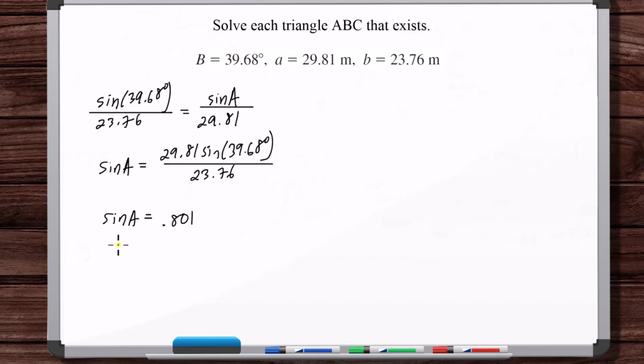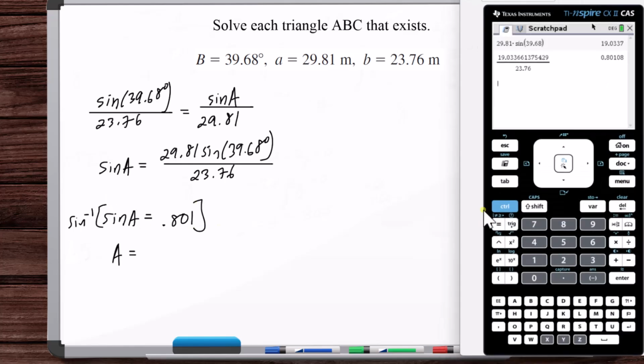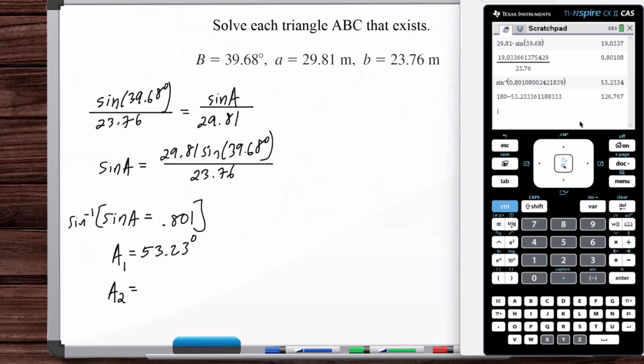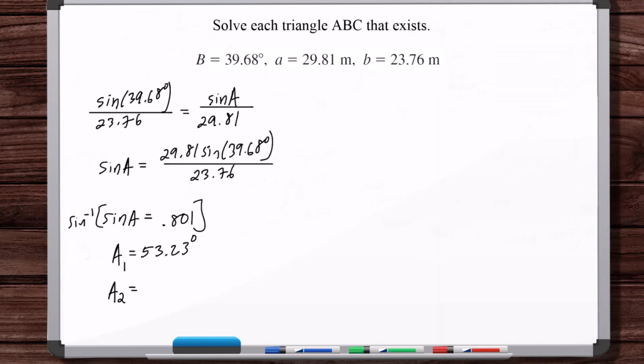So now let's take the inverse sine of both sides and get the two angles. Inverse sine gives 53.23 degrees, and then take 180 minus that. So 53.23 degrees is going to be A1, and then A2 is going to be 126.77 degrees.